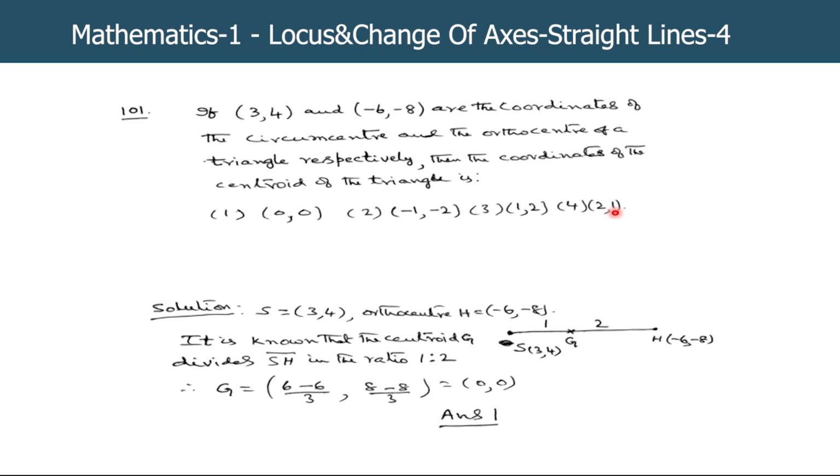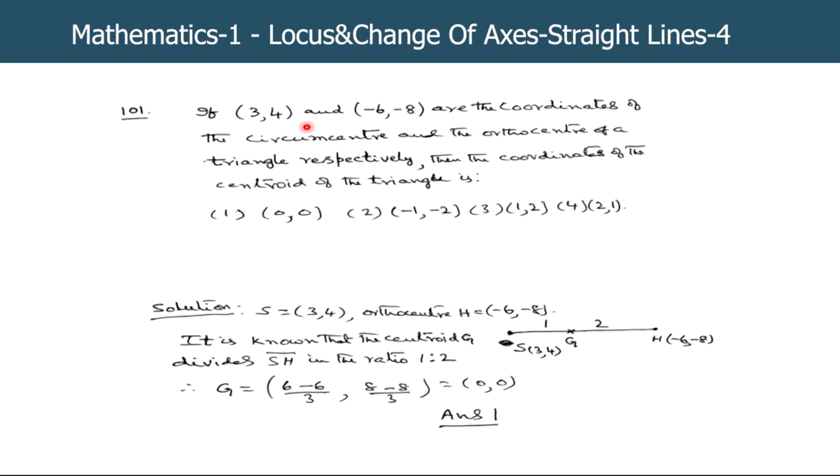See the diagram I have given: S, G and H. SG to GH is 1:2 always. So now here S is equal to 3 comma 4 and H is equal to minus 6 comma minus 8. G divides in the ratio 1:2. Using the section formula, you will get G is equal to 6 minus 6 by 3, 8 minus 8 by 3, which is the origin. So the correct option is option number 1.